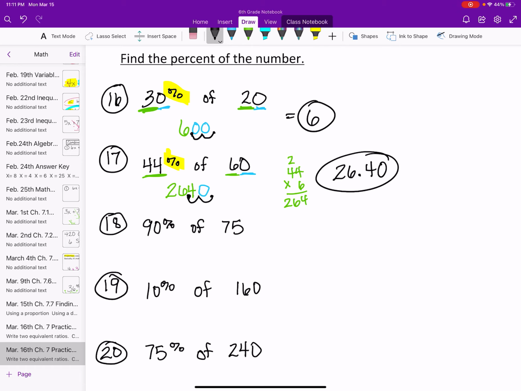Okay, next one. I have 9 times 75. I'm going to work that out off to the side. 75 times 9 gets me 675. There's a 0 that I didn't use, so I'm going to add that to the back. And I'm going to move my decimal place 2 places over. 1, 2. So 90% of 75 is 67.50.